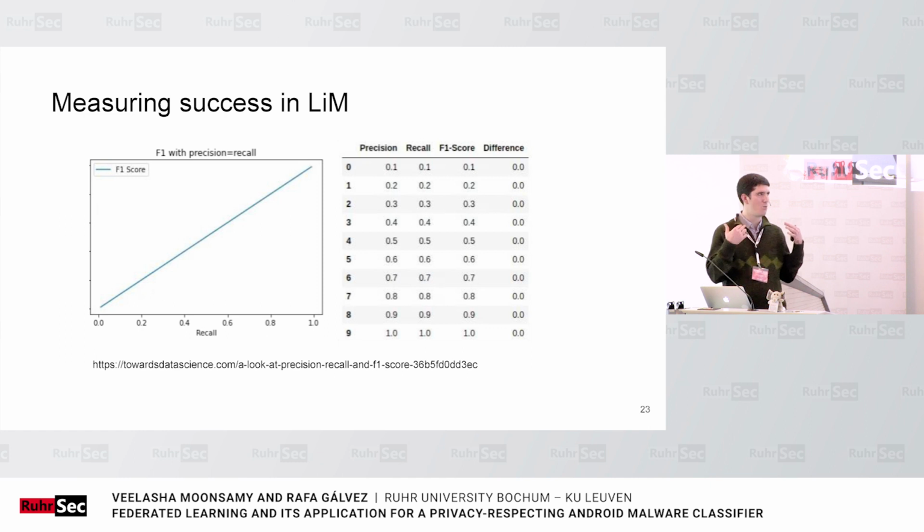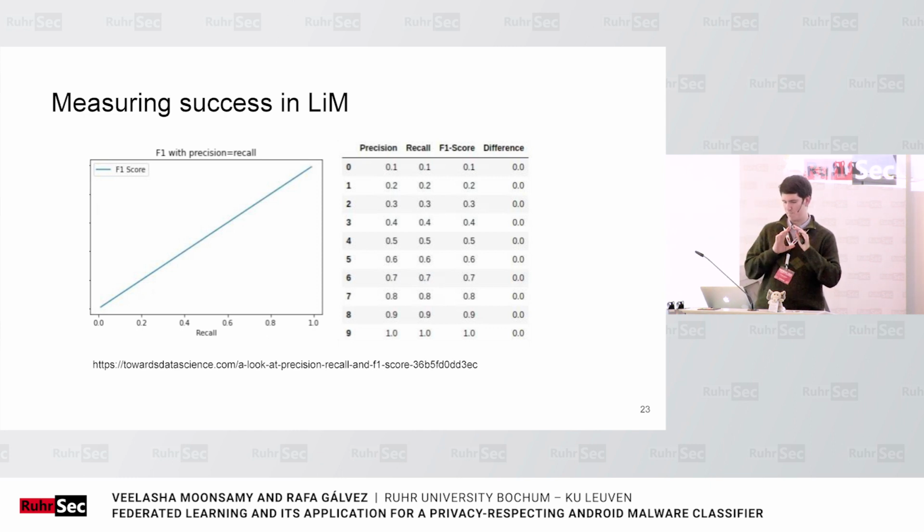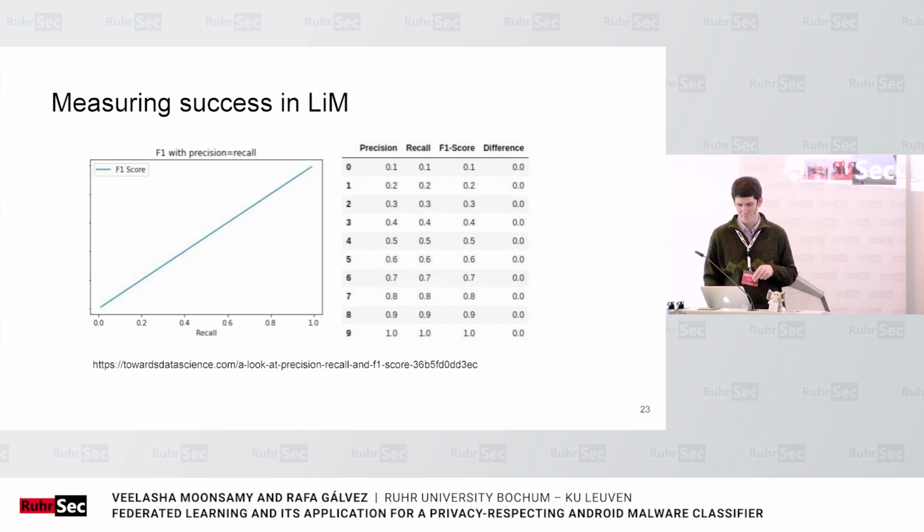What do you need to imagine for a very good classifier using this metric? This line. So ideally, you would have perfect recall, perfect precision. You go to the upper right corner. That's very good evaluation. And these are the results we got.